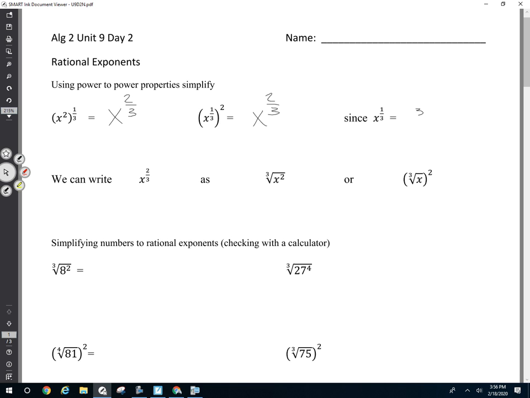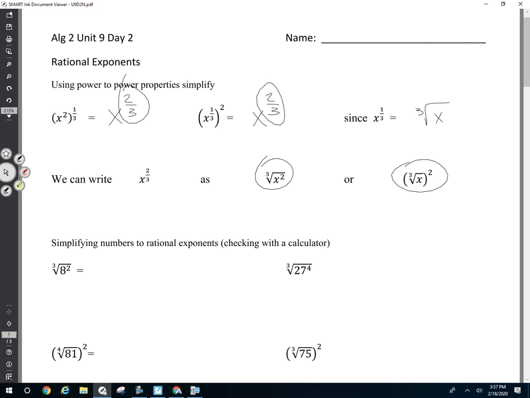Since x to the 1/3 is the cubed root of x, we can write x to the 2/3 as this or this, because it's really the same. What we will find today is just more of the same exponent rules, but we're going to have more fractions involved. And we're not going to be intimidated by fractions. We have calculators to help us.